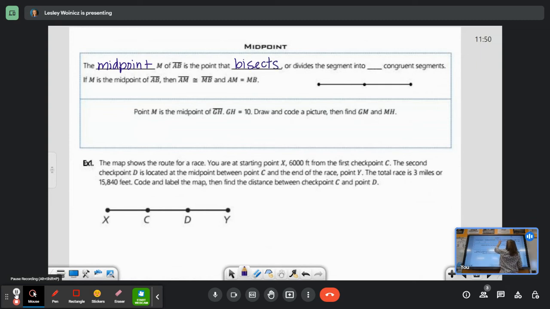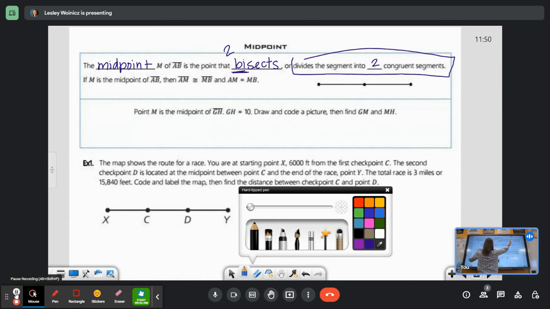What does the prefix bi mean? Two. Sections is like chopping, right? So it's chopping in two. It's chopping in half. That's what bisects means. It's dividing the segment into two congruent segments. I love words that just tell you what they mean in the way that they're spelled. Makes my life easier.